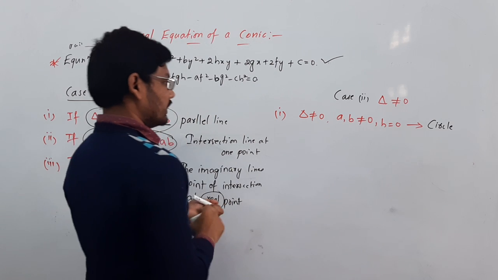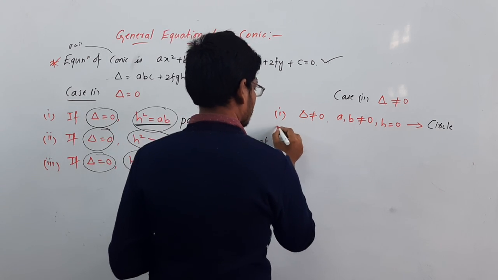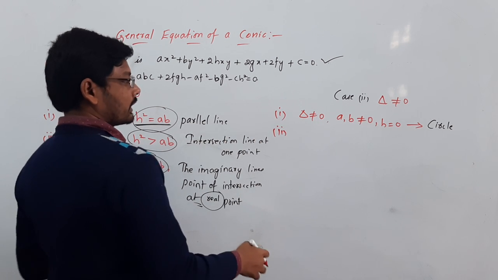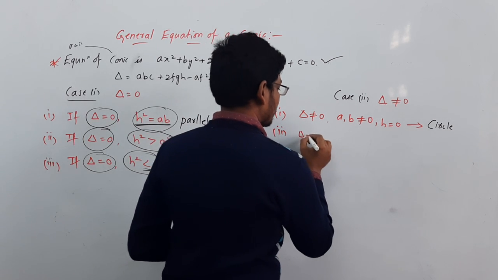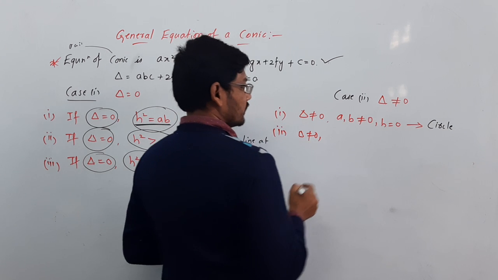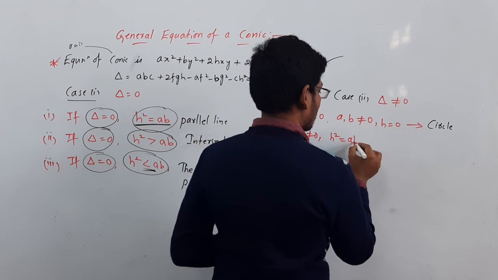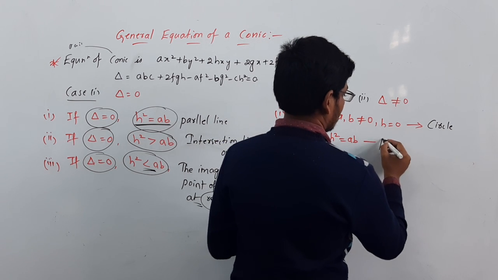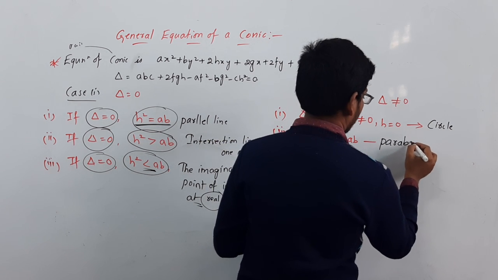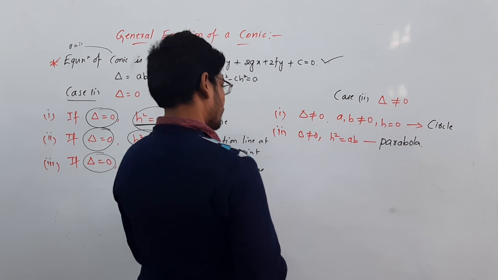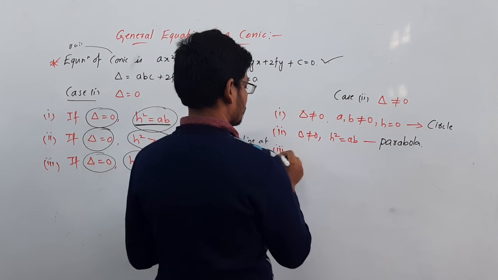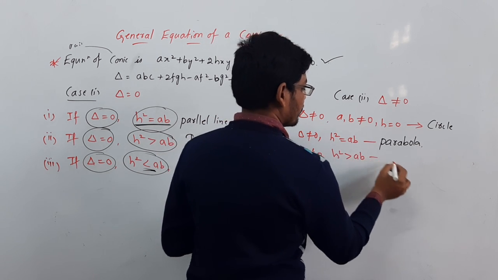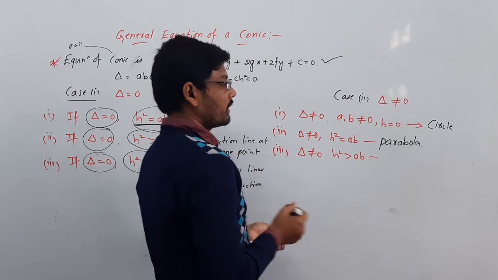And the second condition: this is a conic equation. We can find all the different types of conics by using this expression. If delta is not equal to 0 and h square is equal to ab, then the figure is said to be a parabola. And if delta is not equal to 0 and h square is greater than ab, then the figure is said to be a hyperbola.